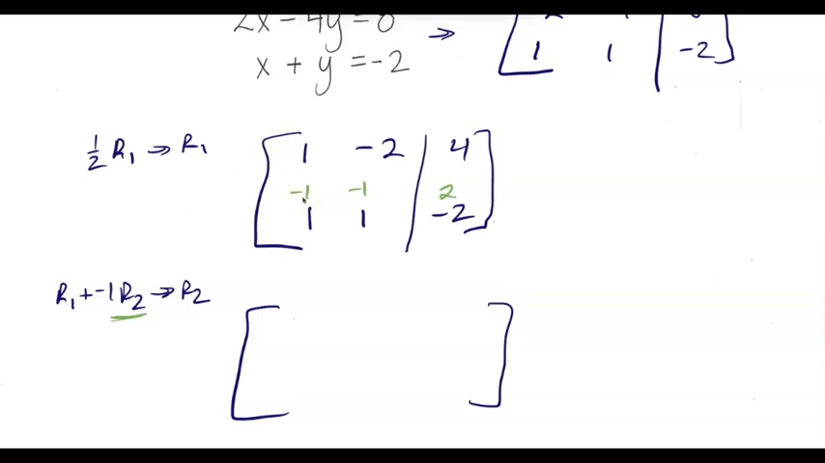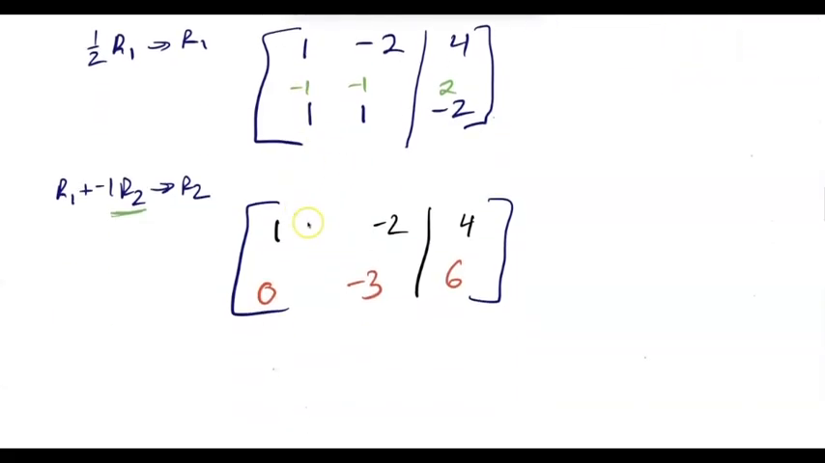Keep in mind, row 1 stays exactly the same. Let me write it down so I don't forget. Row 2 is going to change. We're going to add these 2 up and get 0, -3, and 6. And then there we go. We have row echelon form.